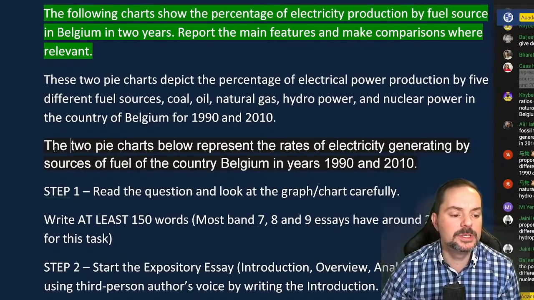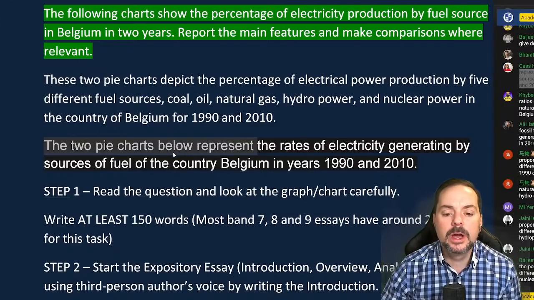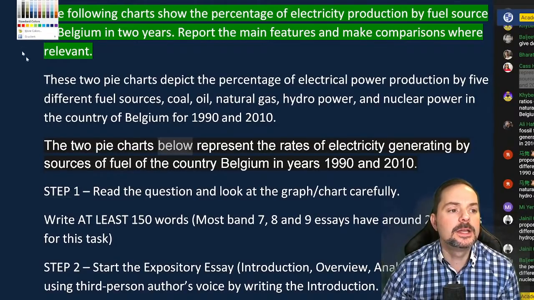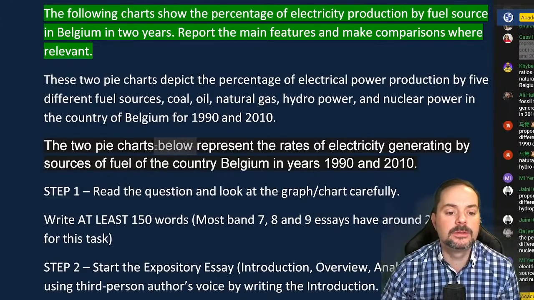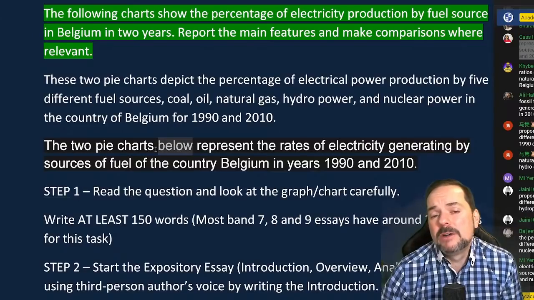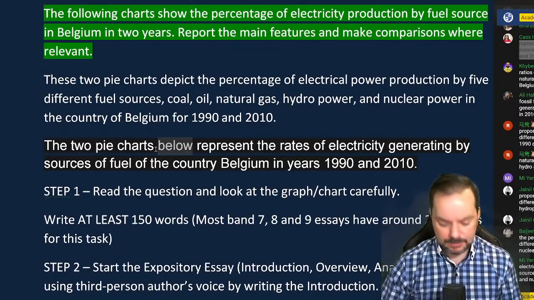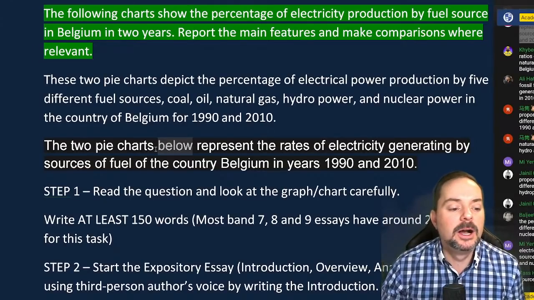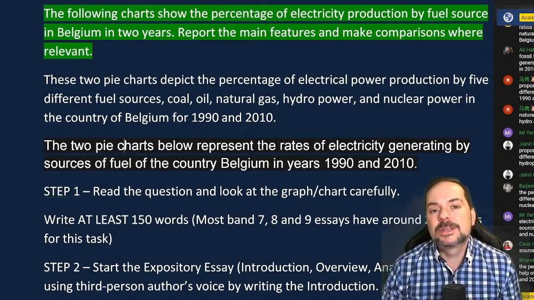All right, so Cassandra writes, the two pie charts below represent. Cassandra, just a quick correction, don't write below, okay? The reason why is because it's awkward, and university professors will actually say this to you, that it's awkward to write the location of information on a piece of paper, because your reader often will not be looking at the piece of paper, so they're like, below where? Below my seat? I don't see anything there, just my feet. Okay, so it's kind of weird.